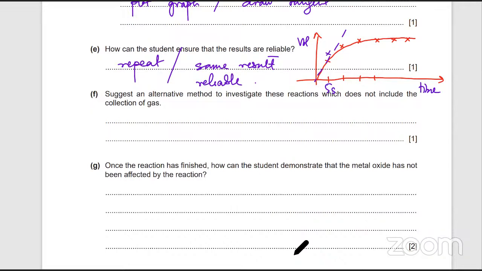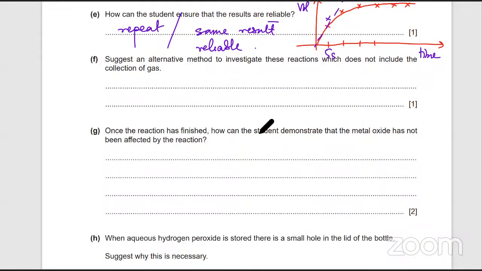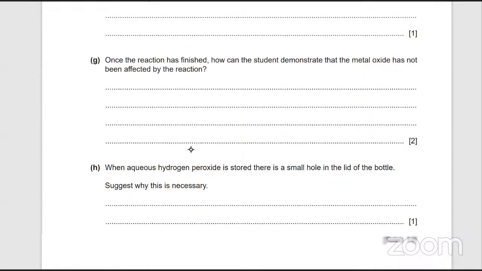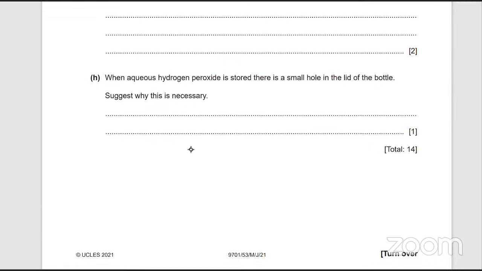लेकिन अगर सारे रिजल्ट्स ही अनरिलायबल हैं, तो आपकी फिर एवरेज लेने का कोई फायदा नहीं होने वाला। अच्छा, once the reaction is finished, how can the student demonstrate that the metal oxide has not been affected by the reaction? तो किस तरह पता लगेगा metal oxide is a catalyst and does not take part in the reaction? नहीं, मेटल ऑक्साइड है ना, weigh the mass, उसकी mass weigh करो, if there's a decrease in mass, उसका मतलब है it got used up. If there's no decrease in mass, so weigh the metal oxide before and after the experiment and compare, ठीक है, clear है?